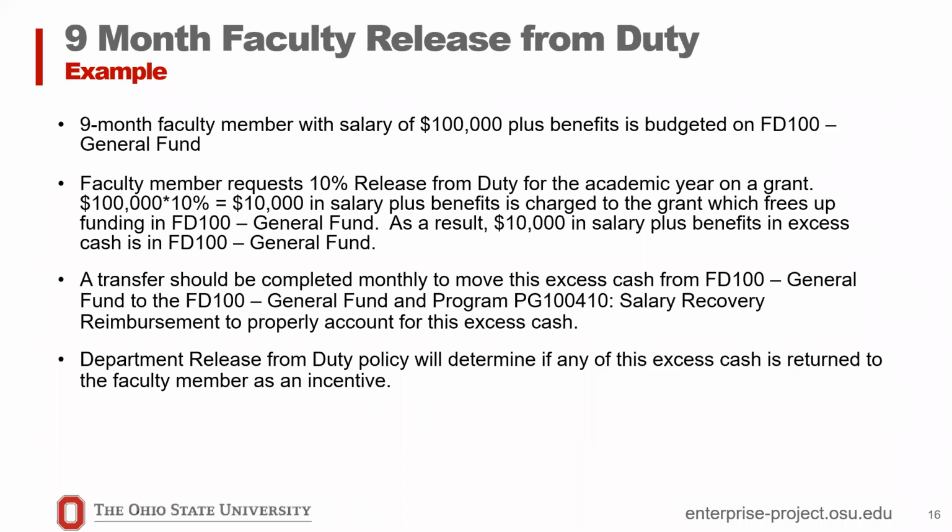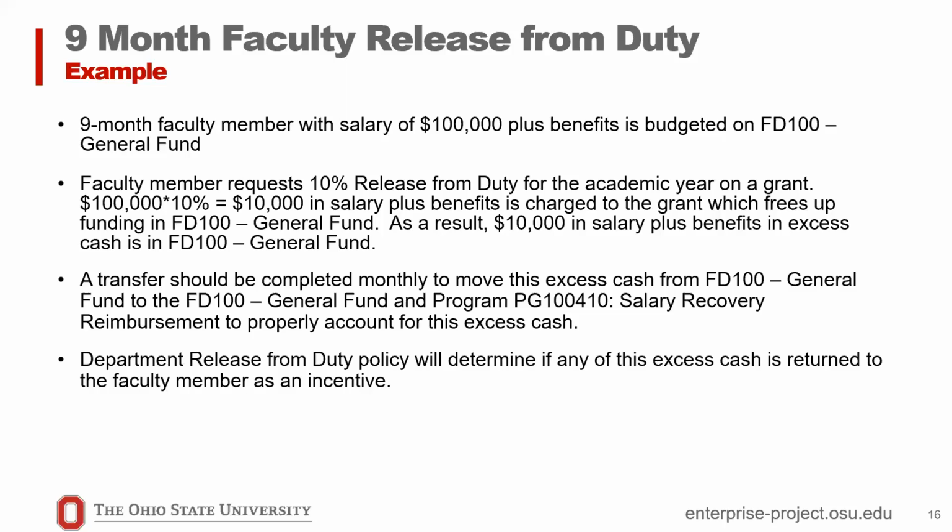For example, a 9-month faculty member makes $100,000 in salary plus benefits and requests a 10% release from duty for the 9-month academic year. The full $100,000 salary and benefits is already budgeted in the general fund. 100,000 times 10% is 10,000 in salary. If we do not process a funds transfer to move the 10,000 in salary plus benefits out of the general fund, the balance is overstated in the general fund.